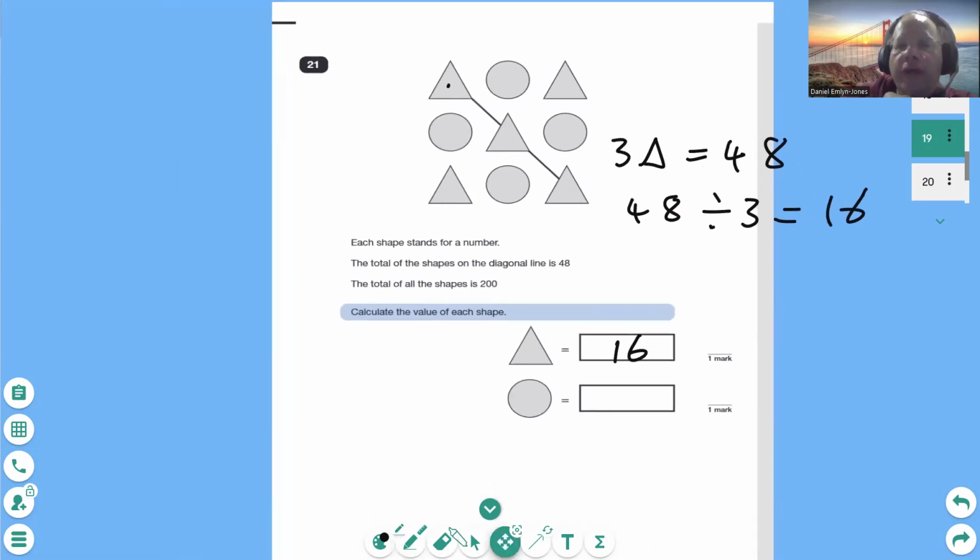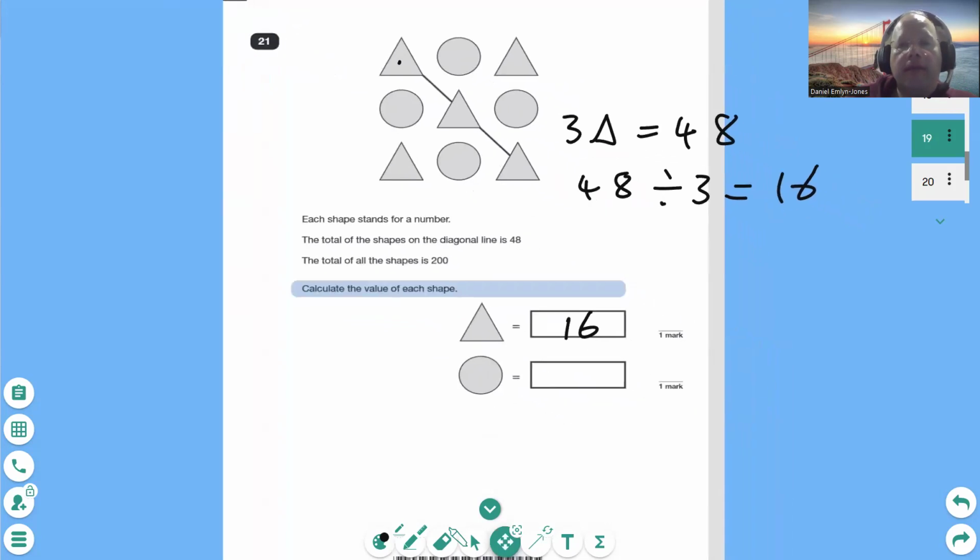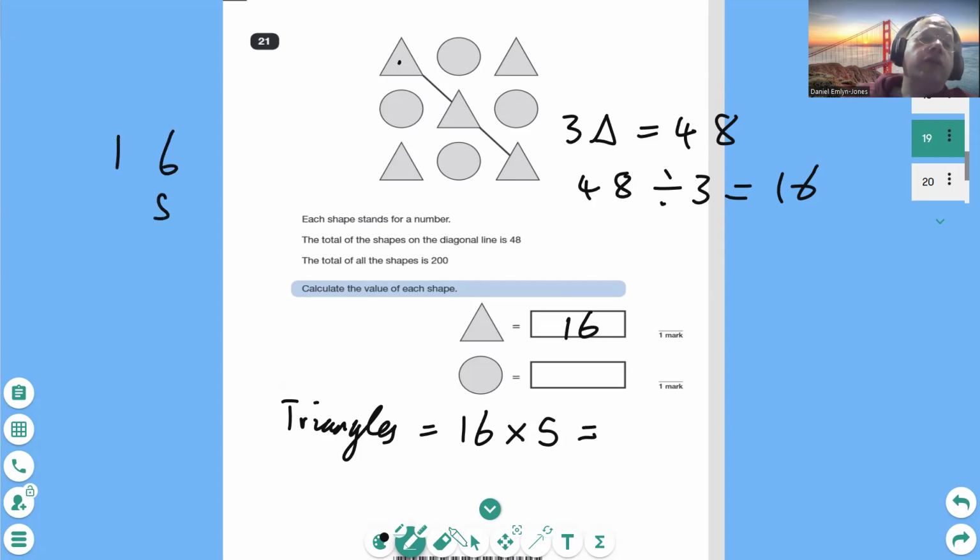So now to find the whole thing, well, we've got 1, 2, 3, 4, 5 triangles. Now we know what a triangle is, so to find all the triangles we do 16 times 5. You could do a little multiplication if you want. 80. Yeah, 80. So the triangles are 80, but the total is 200.